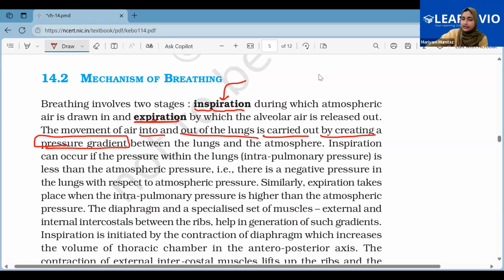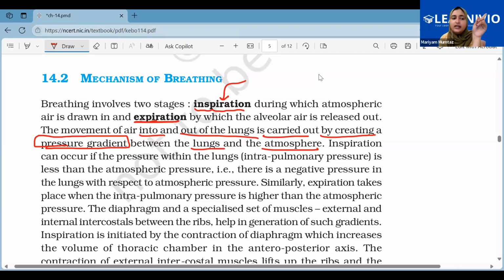Now, let us see inspiration. And this pressure gradient is in between the lungs and the atmosphere. So at one point, anything could be at high concentration in the atmosphere, or it could be at high concentration inside the lungs. And that will drive the whole entire process. Okay. Now let us see how.